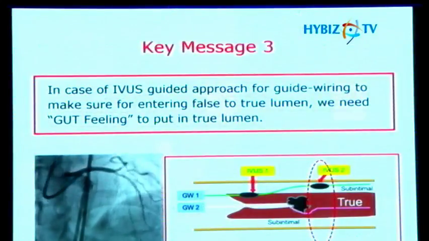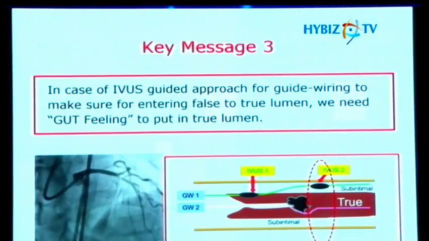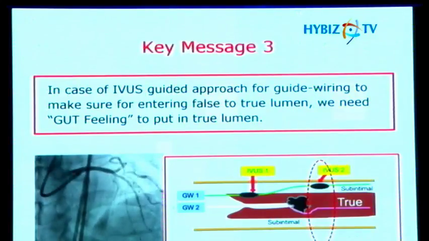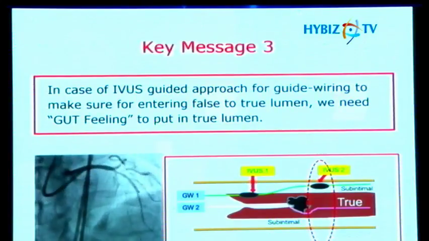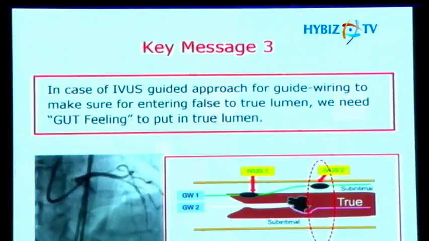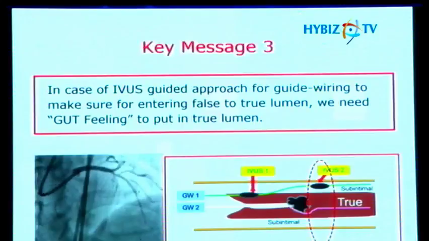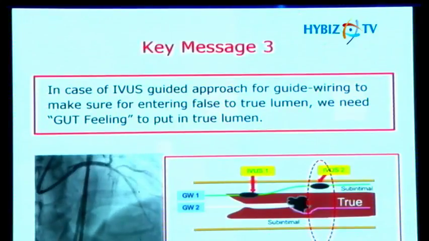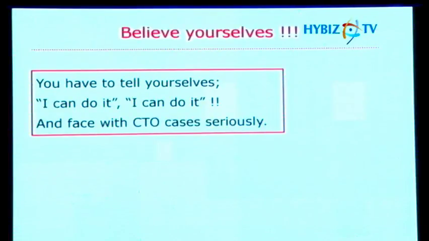In case of the IVUS-guided approach, this is the final option of our CTO procedure. This is the guidewire, making sure to enter the true lumen, remaining actually with gut feeling. So actually this is not easy. This is very difficult, and needs a sophisticated technique. One of the most difficult ones. And if you can understand this, and if you can do this, you don't need to come here, because this is the most difficult one.